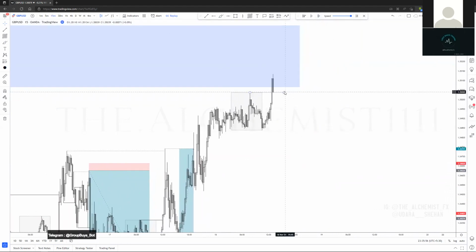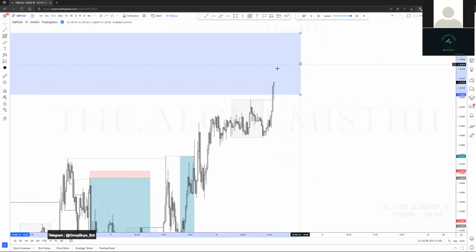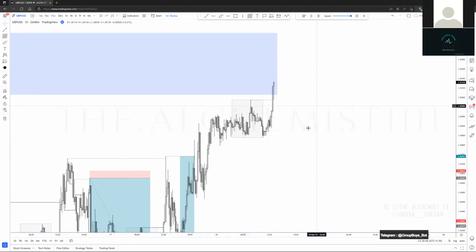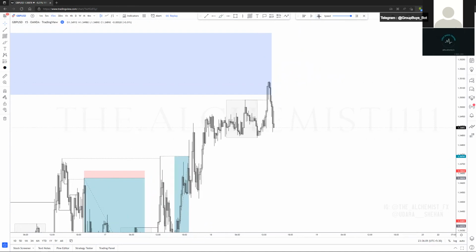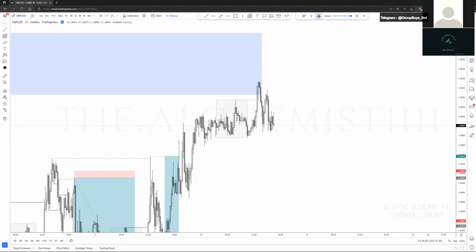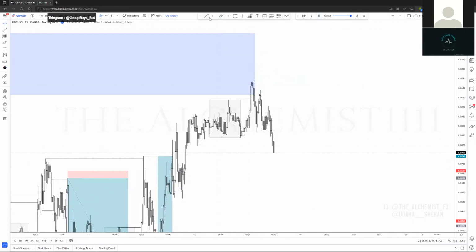There we go. Asian highs taken out, tapped into the point of interest. Now we wait and see. The drop comes, no breaks yet. And there we go. Confirm.